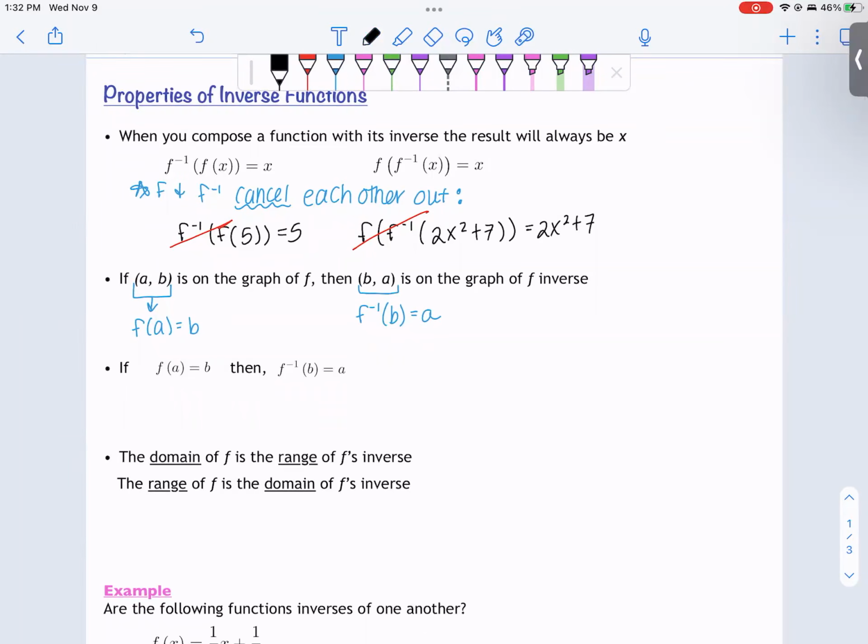I wanted to make a quick note on this. If you have f of 8 equals -4, this rule right here tells you that f inverse of -4 is equal to 8.